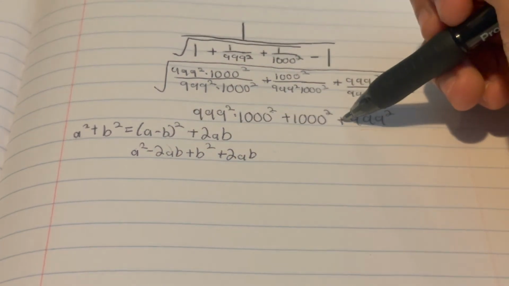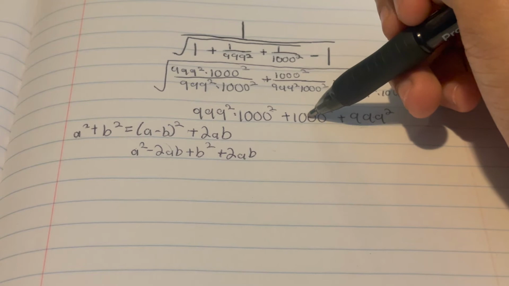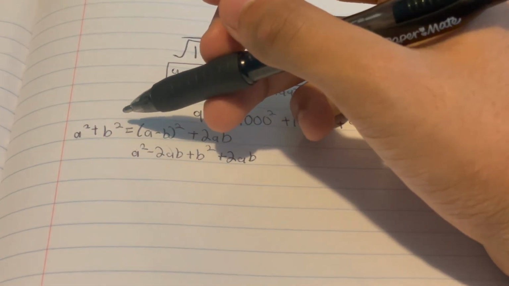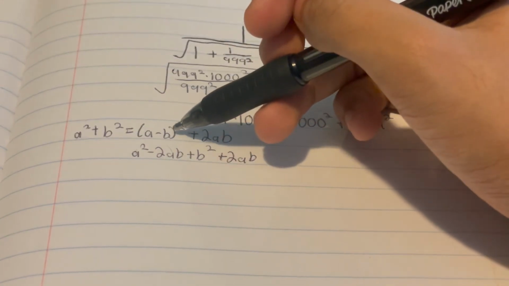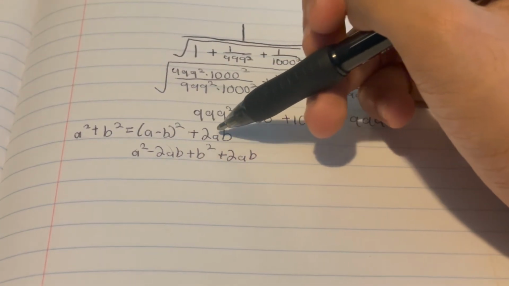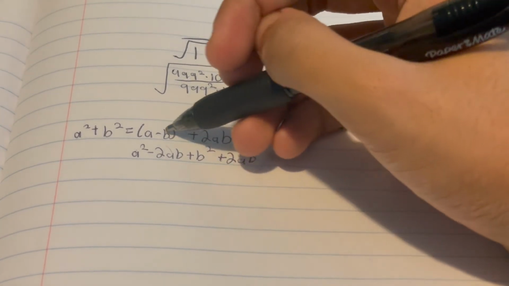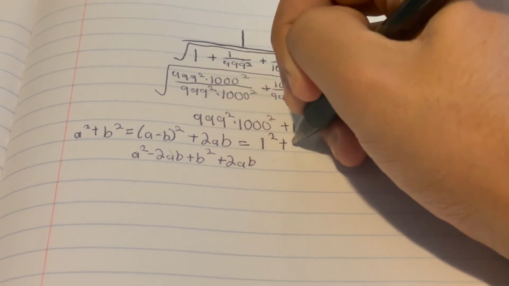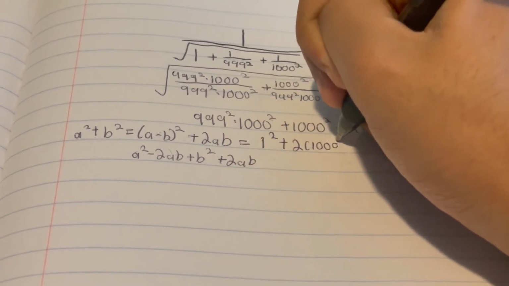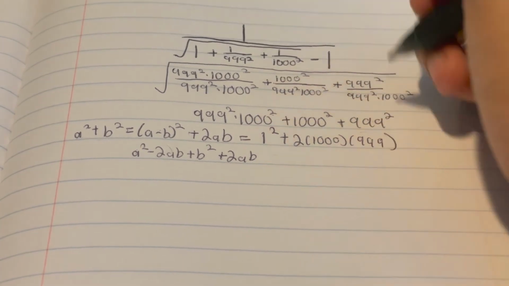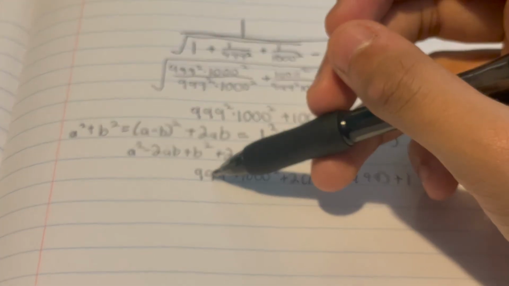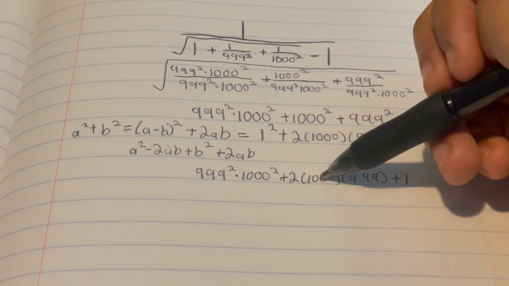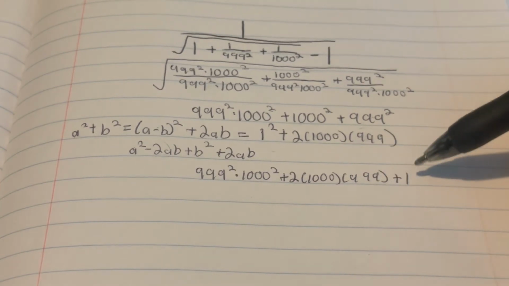Now how does that help us over here? Well, if we set a to be equal to 1000 and b to be equal to 999, we're saying that 1000 squared plus 999 squared is equal to 1000 minus 999 squared plus 2 times 1000 times 999. 1000 minus 999 is 1, or 1 squared, plus 2 times 1000 times 999. Therefore, we can write the numerator as 999 squared times 1000 squared, same as here, but instead of this, we have 2 times 1000 times 999 plus 1.